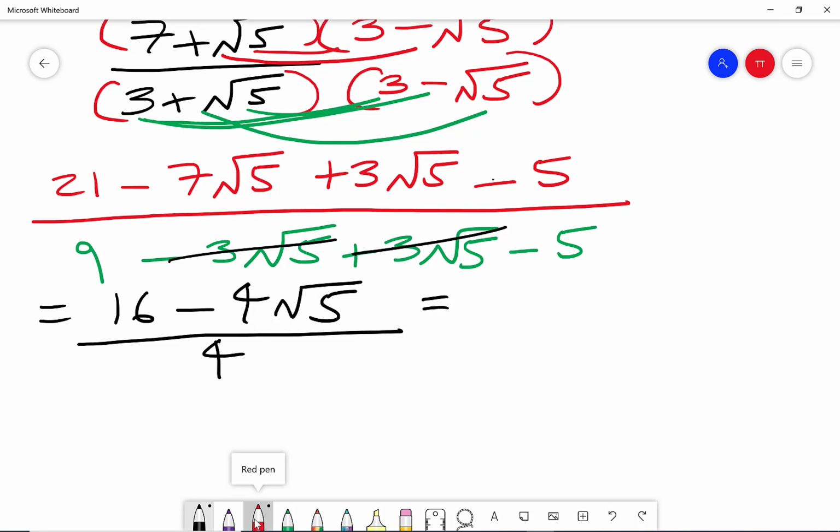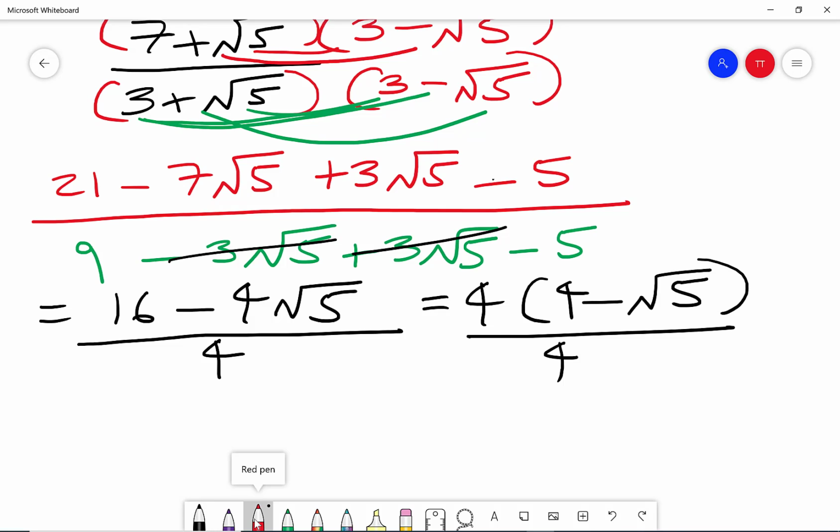Then what we can do, we can factorize the numerator by taking 4 out as a common factor. So we get 4 times (4 minus root 5) divided by 4. The two 4s will cancel out. And my final solution will simply be 4 minus root 5. And that's it, we're done.